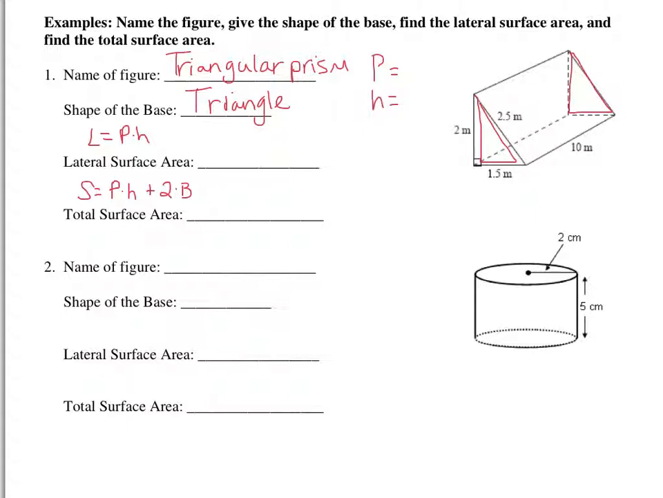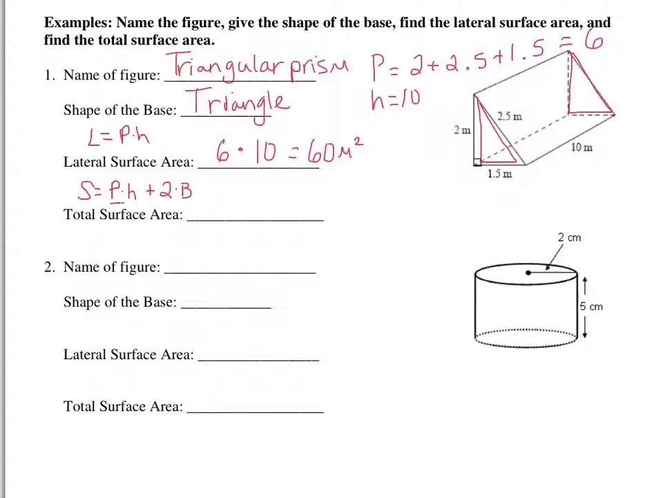So the perimeter of my base, so I have to add the 2 plus 2.5 plus 1.5 together. And that gives us, let's see, we get 6. So that's my perimeter. And then times the height. Remember, the height is not the height of the triangle, it's the height of the prism. So it's the distance between the two bases. So that would be my 10 is my height. All right, so when I multiply that, I get 60, and this is meters, so meters squared.